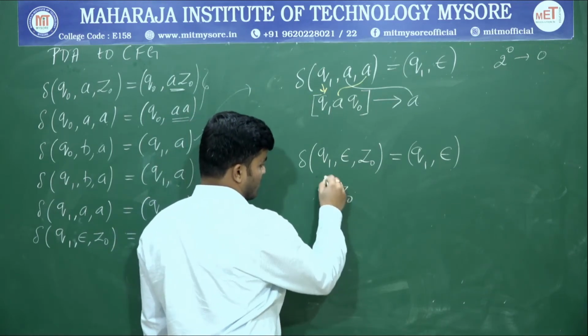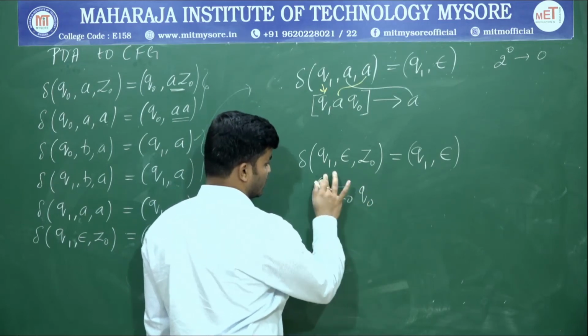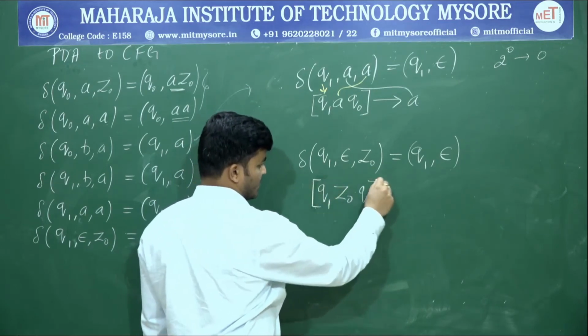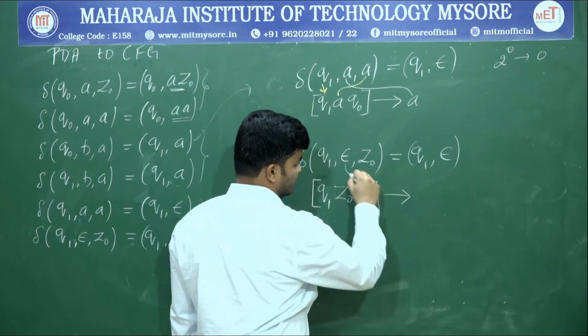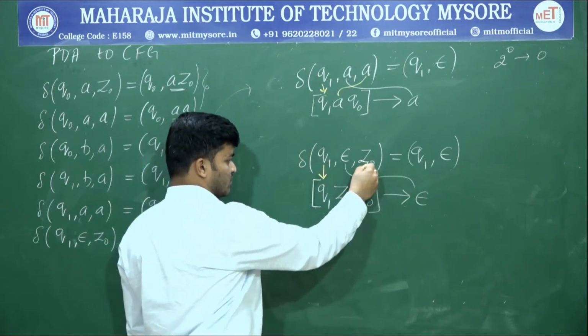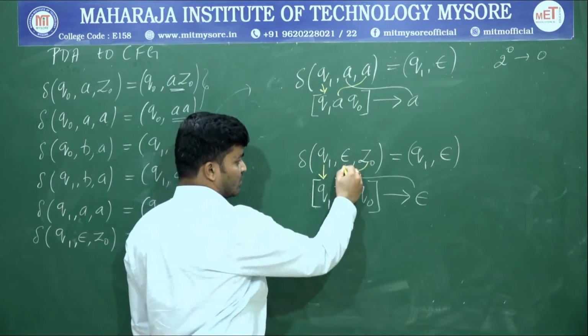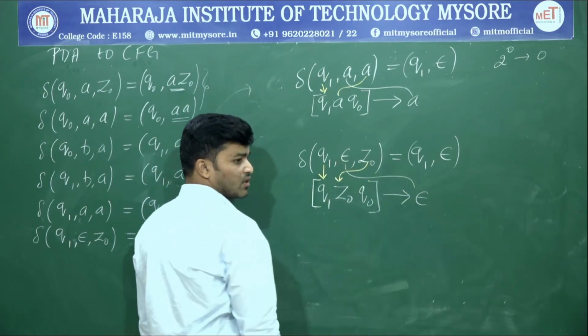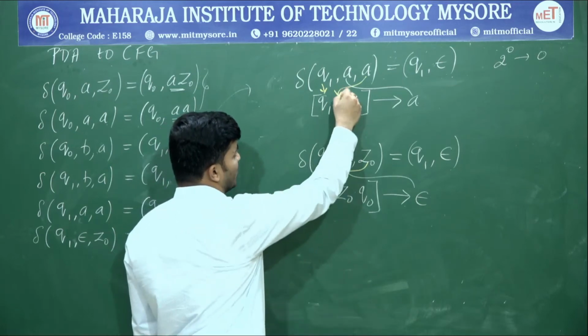So next to Z naught, if it is Q1, you have to write Q naught. Next, arrow, next you write epsilon. This one I have written as it is. Second, this term, and whatever epsilon is present, you write that one after the arrow. The same rule applied over here.